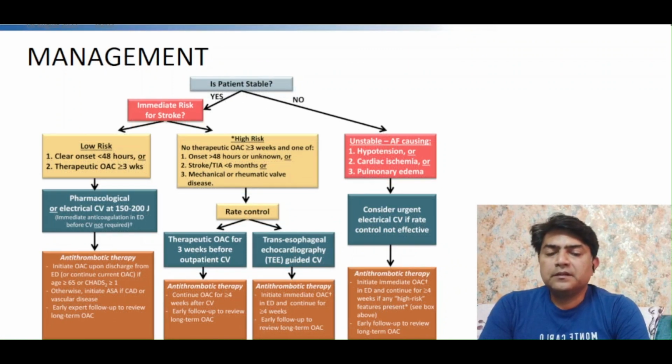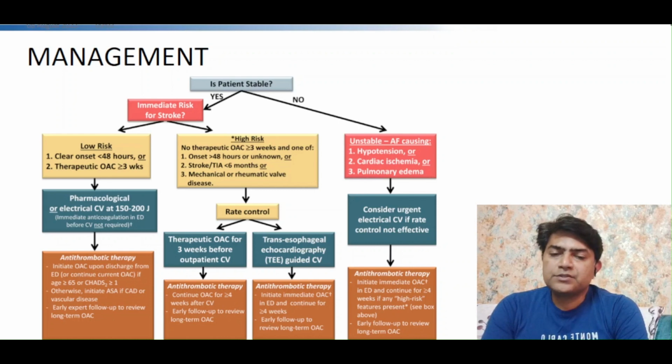Now then comes the concept of anticoagulation. Which anticoagulants to use? Dabigatran, rivaroxaban, apixaban. These are the common anticoagulants which we use, but there are limitations, such as in kidney patients where the creatinine clearance is low. Then there is the role of warfarin, and warfarin is very important in valvular atrial fibrillation.